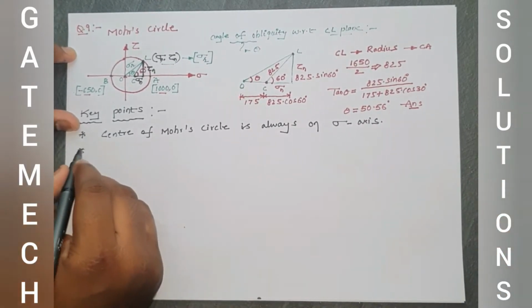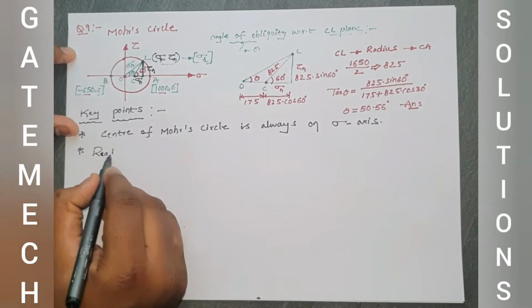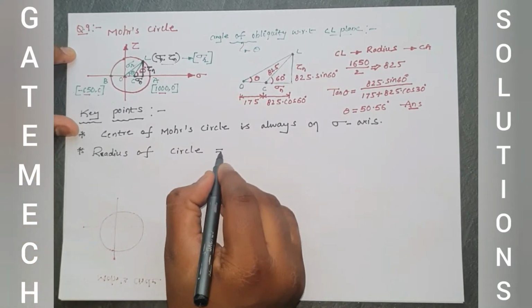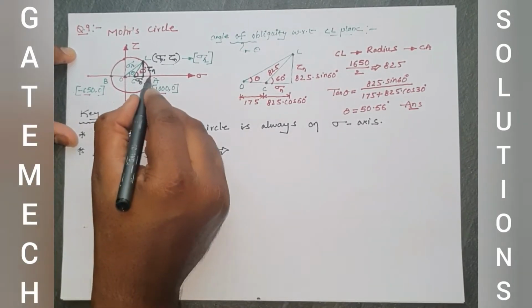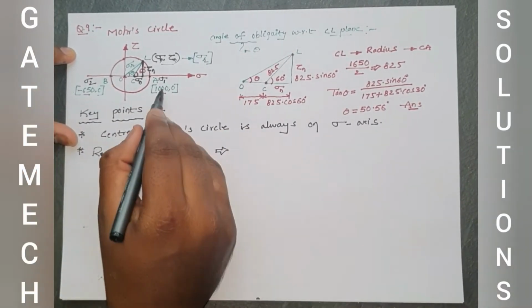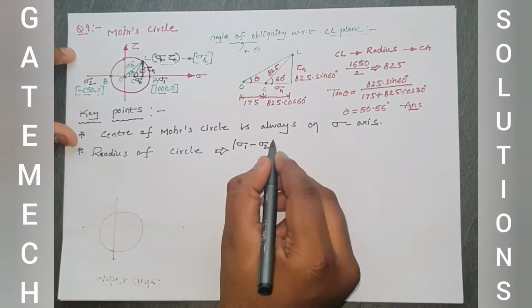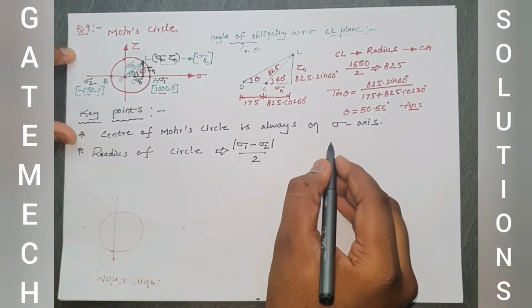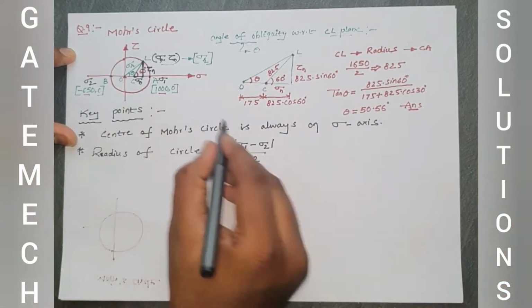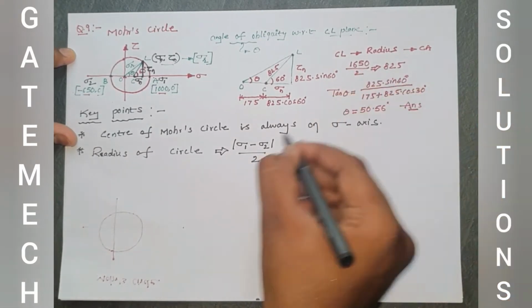Similarly, the second point is the radius of the Mohr circle, which is exactly given as: sigma 1 is the maximum (major) principal stress, sigma 2 is the minor principal stress, so the radius is the modulus of sigma 1 minus sigma 2, divided by 2. This is the usual formula to calculate the radius of the Mohr circle. But here sigma 1 is 1000 and sigma 2 is minus 650, so minus into minus becomes plus, so the total will be 1650 divided by 2.